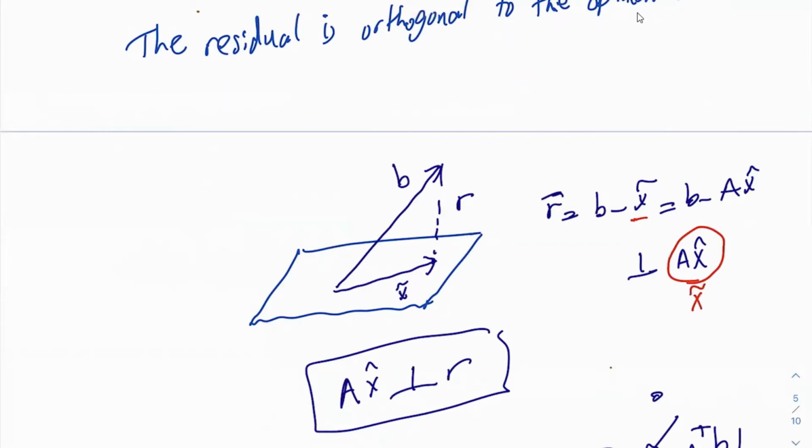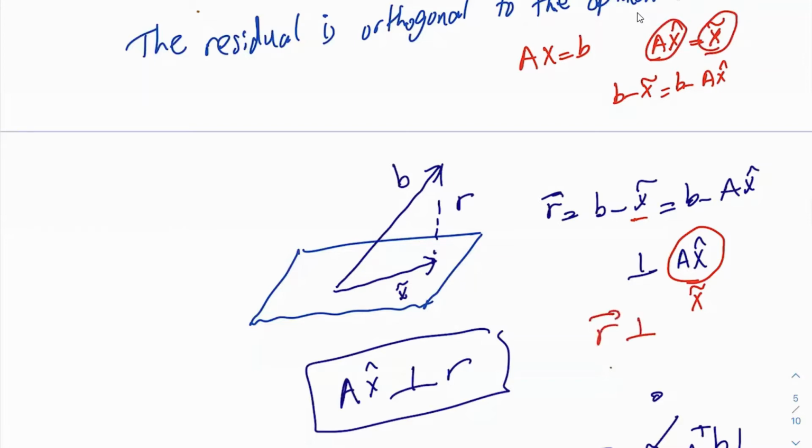So x bar here, in the context of this linear equation that we are solving, Ax equal to b, is the best solution that we estimate, the estimator. The best estimator is going to be A x hat, which is equal to x bar, right? So x bar is the best estimate of b. Then if you calculate b minus x bar, or b minus A x hat, the residual that you get is going to be orthogonal to the optimal estimator. What was the estimator that we had? x bar, right? The estimator is x bar or Ax. So what it says is that r is going to be orthogonal to x bar.